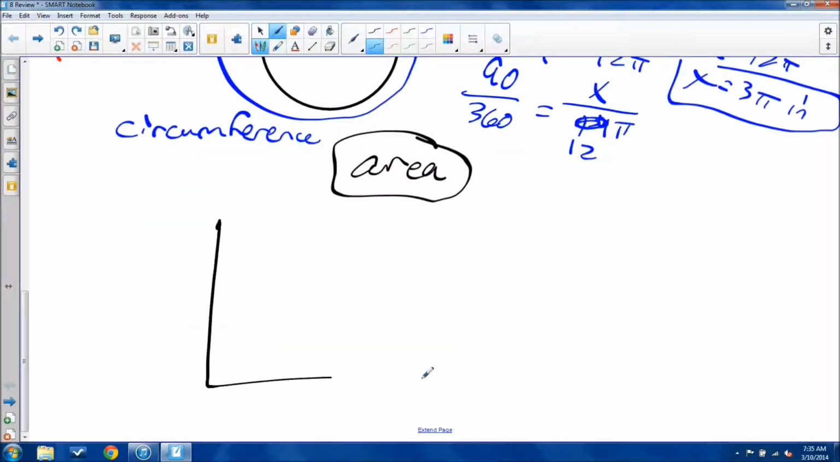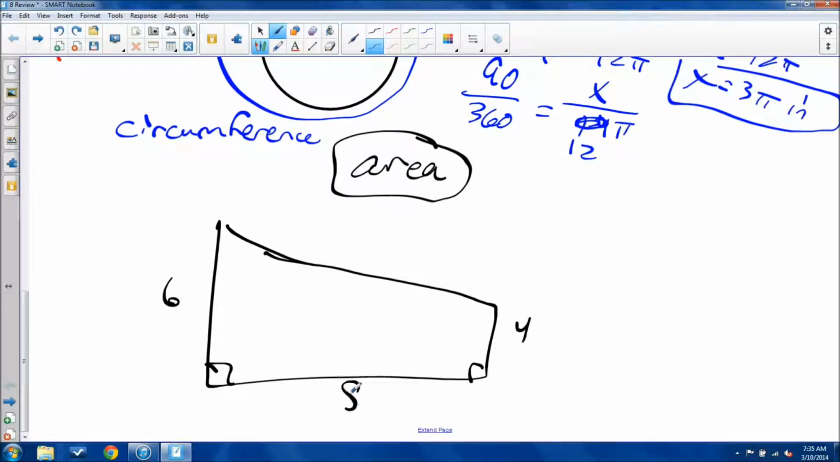If I give you this shape here, and I say find the area of it, and I say these are right angles, this is 6, this is 4, and this is 8, okay? You're saying, well, I don't know how to do that. This doesn't make sense to me. I've never seen this shape before. I don't know the area of it. Well, I guess technically this is a trapezoid, but let's forget that for now.